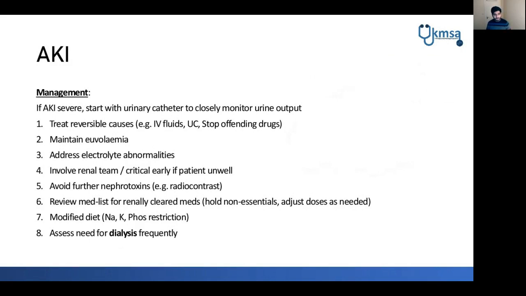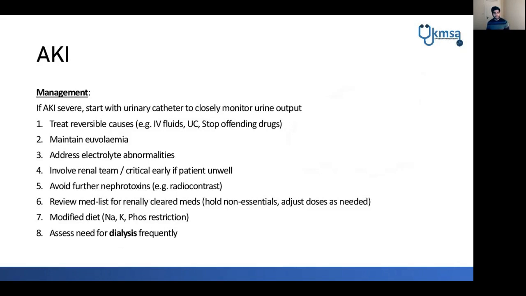So one thing is to treat a reversible cause. As I mentioned, in your history and exam, you'll be able to find, usually speaking, the offending agent. If it's dehydration, you're going to lash some fluids into them. If it's a large prostate that you haven't passed urine in 2 days, you're going to put in a catheter. If it's some sort of drug that you feel may have caused it, you're going to stop that, okay?